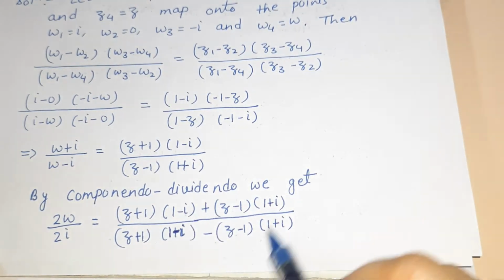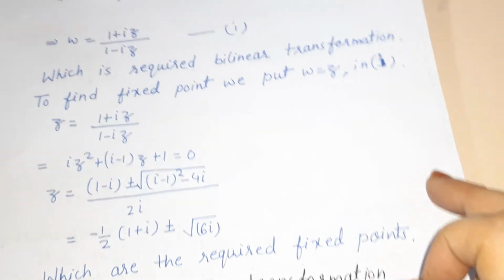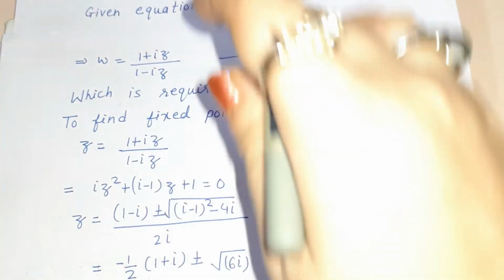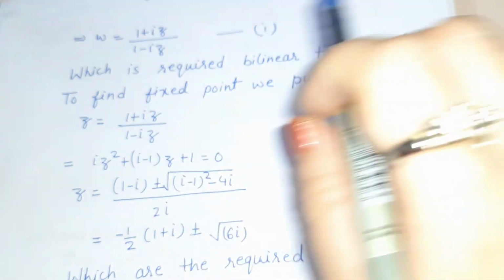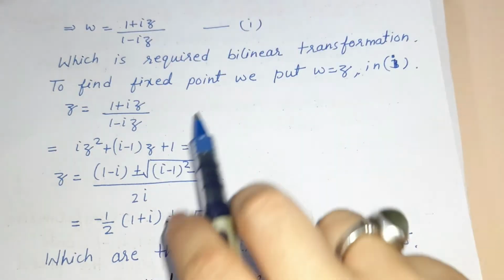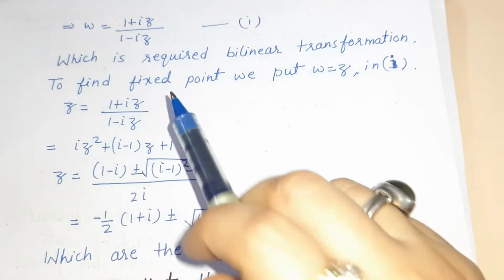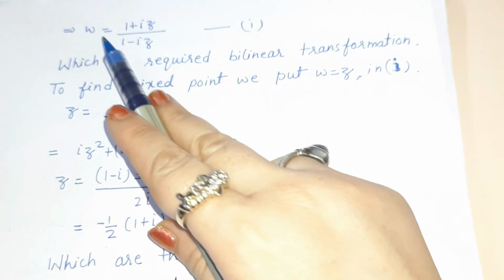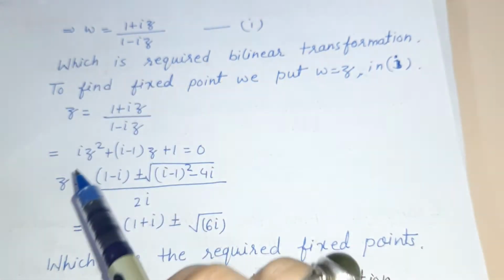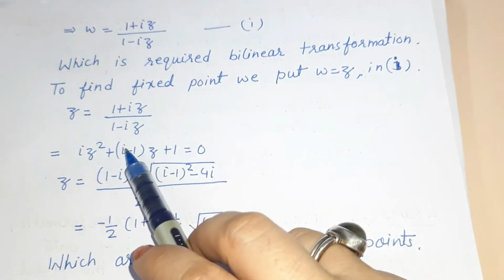Okay, and we solve this expression, then we will get w is equal to (1 + iz) divided by (1 - iz), which is the required bilinear transformation. And to find the fixed points of this transformation, we put w equal to z. So here we put w equal to z, then we get z is equal to (1 + iz) divided by (1 - iz).